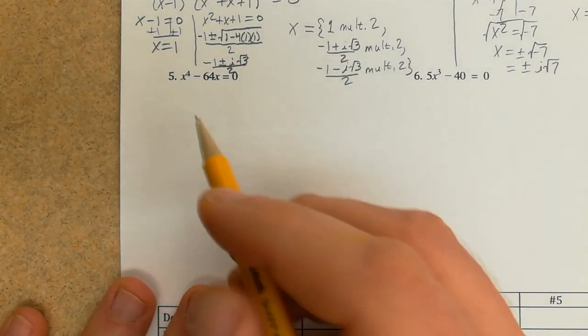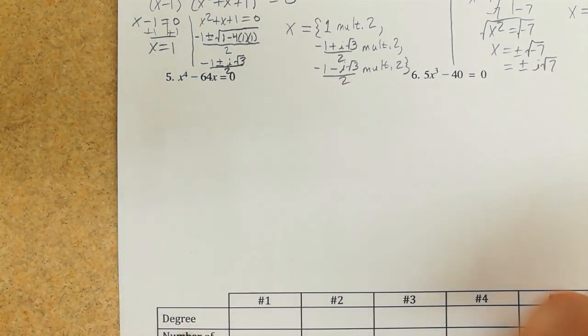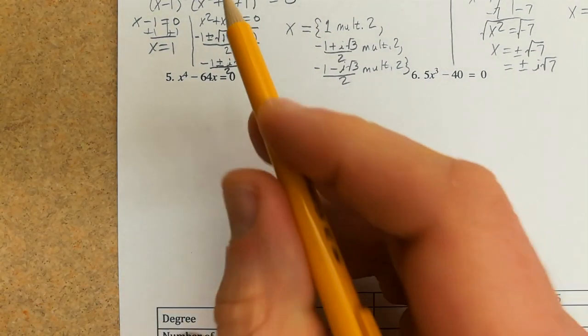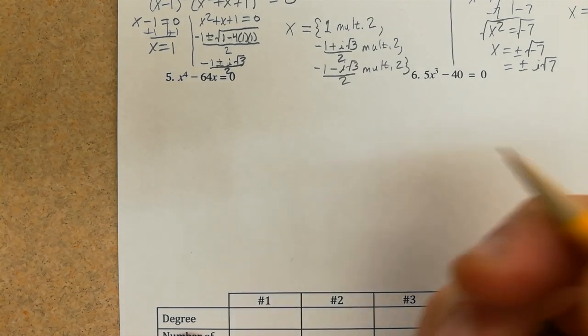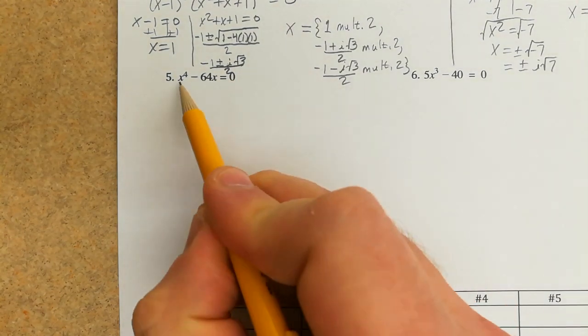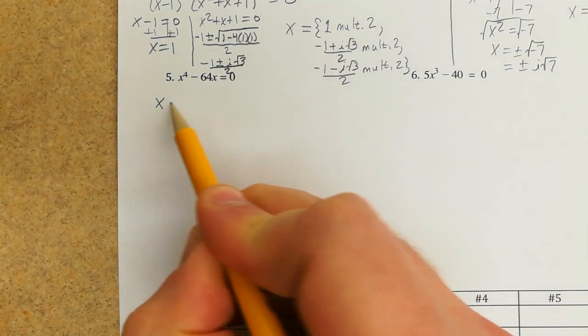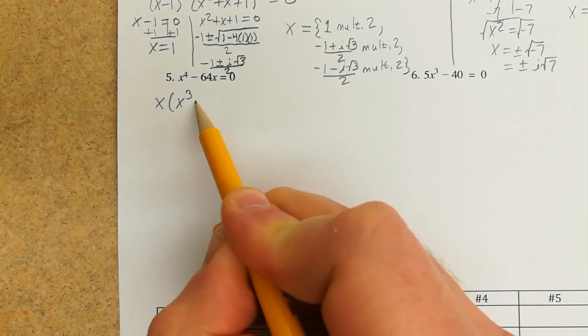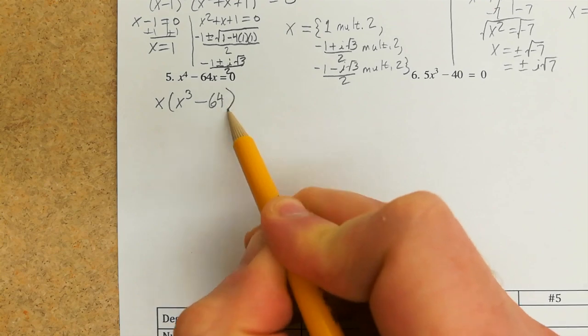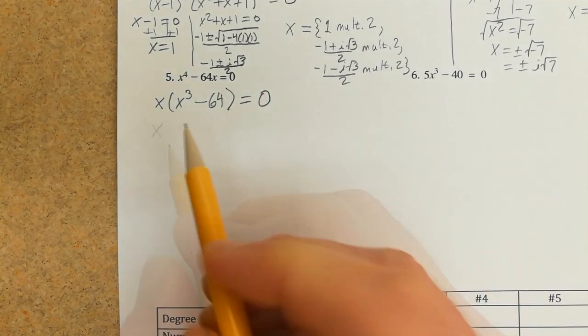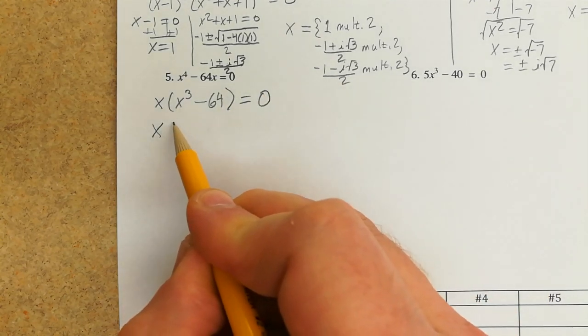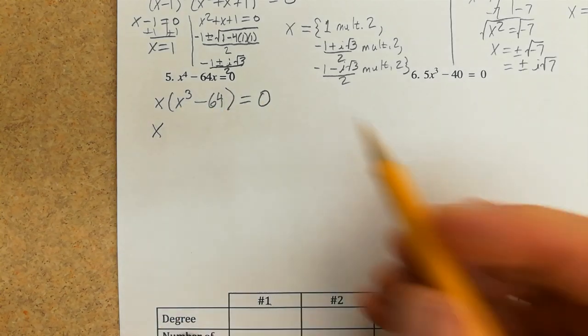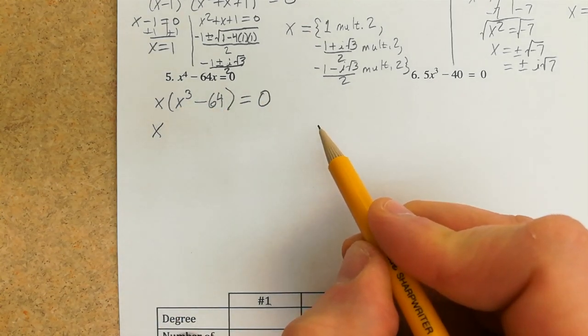All right, so let's take a look at number 5. Again, you always want to check to see if you can take something out. I didn't mention that in number 3, but you couldn't have in number 3. But in number 5, you can take out an x. So I'm going to do that. x times x to the third is x to the fourth. x times negative 64 is negative 64x. Okay, so now we also have a difference of cubes here, which I talked about before.